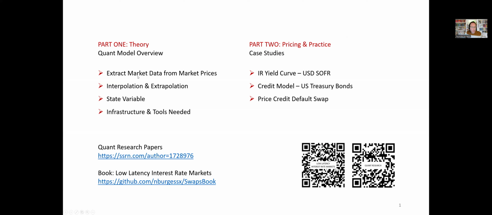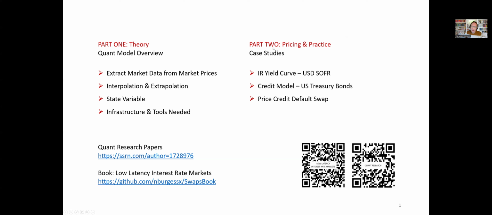Now, what we'll find is that when we extract market data from market prices, you only get the data for certain time points. And so we have to fill in the gaps using interpolation, extrapolation. The other thing we have to do is that when we're selecting the data to imply from market prices, sometimes there's more than one type of data, and we have to select the data we're solving for, and that's called the state variable. And then the last thing I'm going to talk about is the infrastructure and tools needed to build your own models.